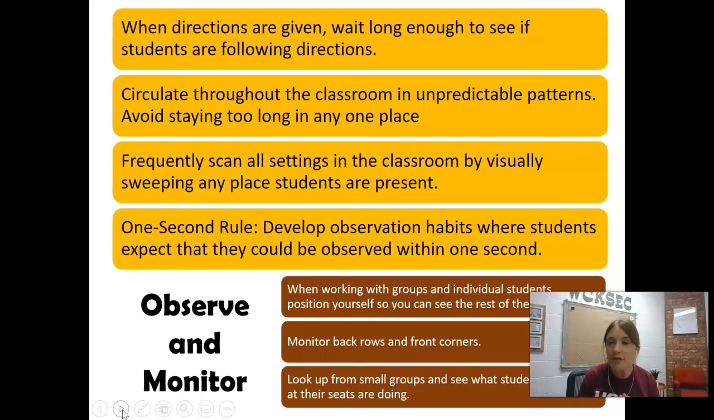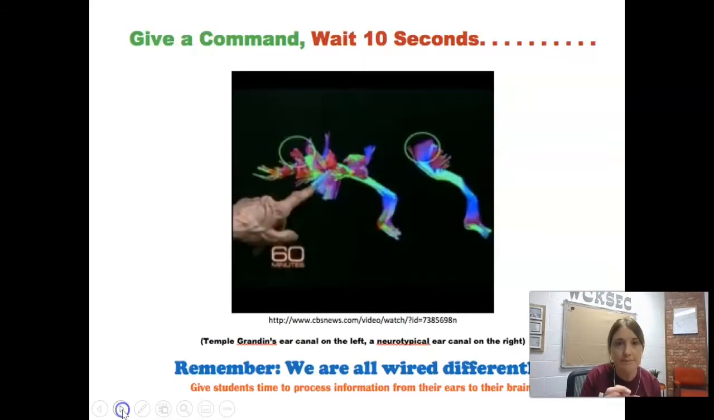Frequently scan all settings in the classroom by visually sweeping any place students are present. So just kind of looking around to make sure students are engaged and supported, and develop observation habits where students expect that they could be observed with you within any second. So again, making sure that you are always present. It's easy when kids are doing maybe their in-seat work to get off task and check your messages on your phone or check social media. But when you're doing those things, the students are more likely to also be disengaged. So just making sure that you are always present and monitoring how they're doing and giving them that feedback.